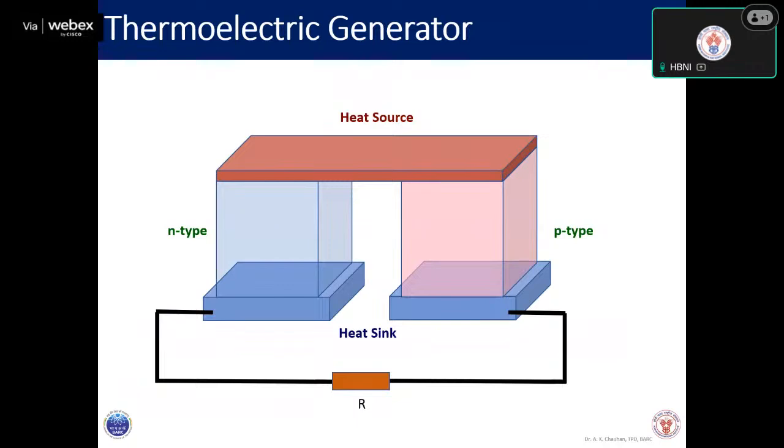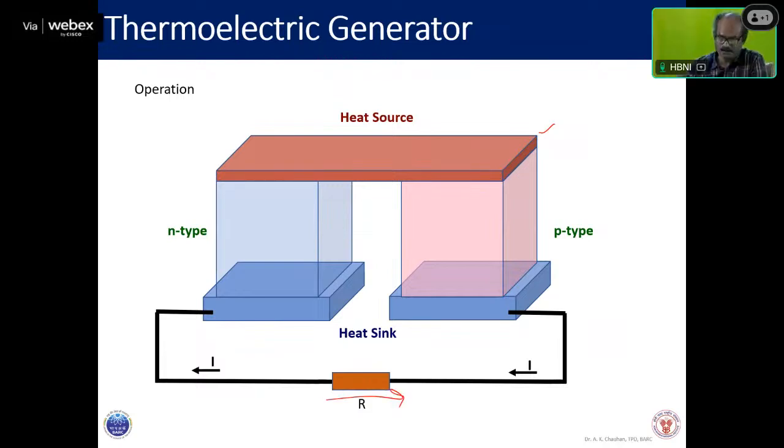So this is an animation just to show you a typical working of this type of device. It's not a PN junction, but you have one N-type and one P-type material. Both are joined at one end, with the heat source and heat sink on the other ends. So suppose you have electrons and holes, they flow like that, and the current flows through this external circuit.